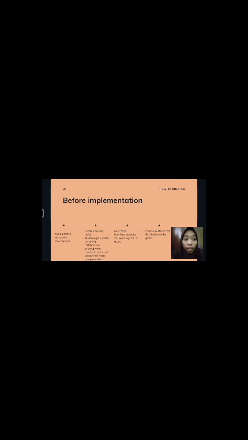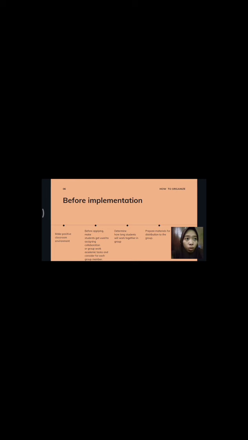And the last is prepare materials for distribution to the group. Before you distribute the group work or want to apply cooperative learning, you have to show the materials that should be distributed. And also avoid activities that don't really require group work or collaboration.